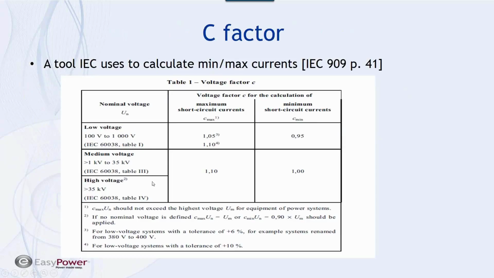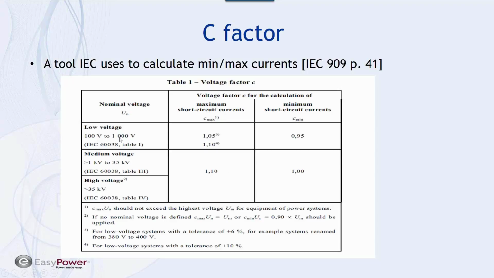C factor. Basically, IEC has a method and a leverage to come up with worst case short circuit current and best case scenario short circuit current, or fault current, or maximum fault current and minimum fault current. Every standard, regardless of being IEC or IEEE or other types of standards, usually comes up with a method to define a range. That's how IEC achieves that objective.